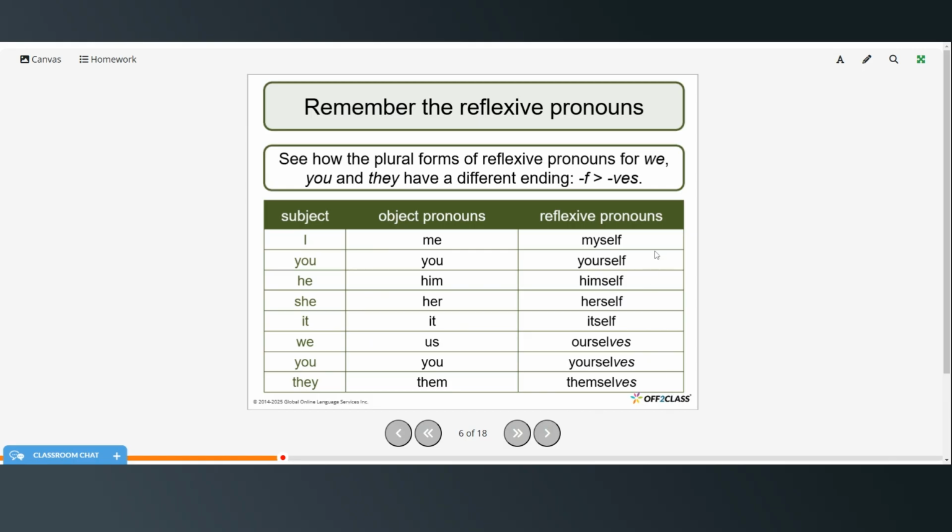So this is a review of the reflexive pronouns. So you have the subject pronoun, the object pronoun, and then the reflexive pronoun for each of these. So I, me, myself, you, yourself, he, him, himself, she, her, herself, it, itself, we, us, ourselves, you, yourselves, and they, them, themselves.